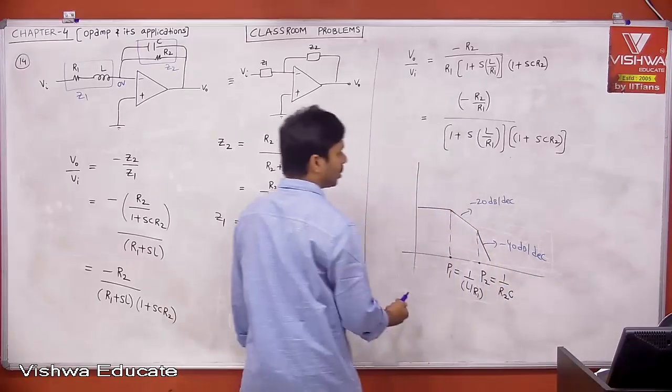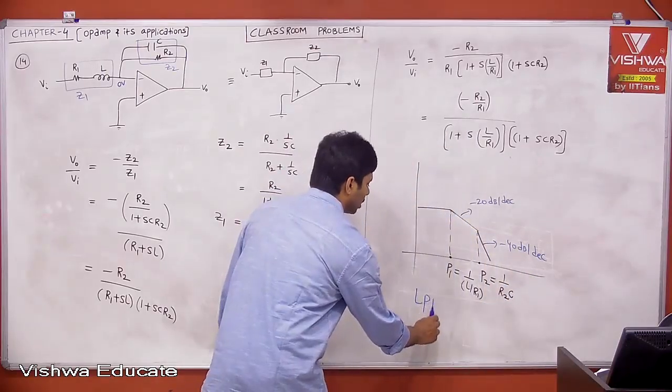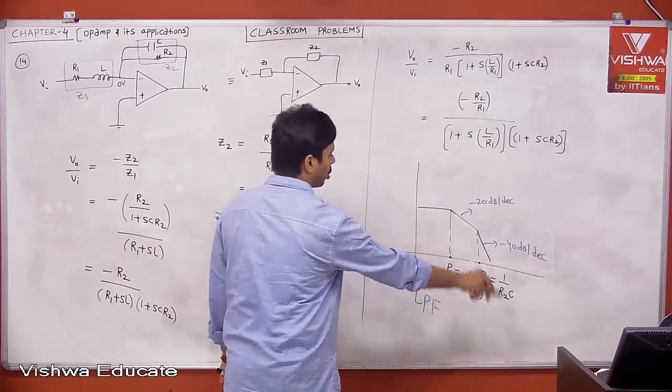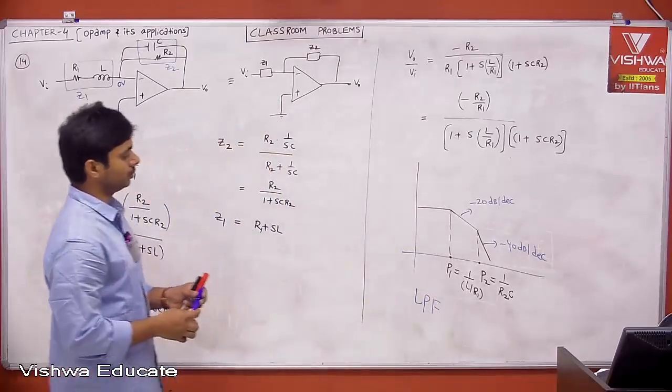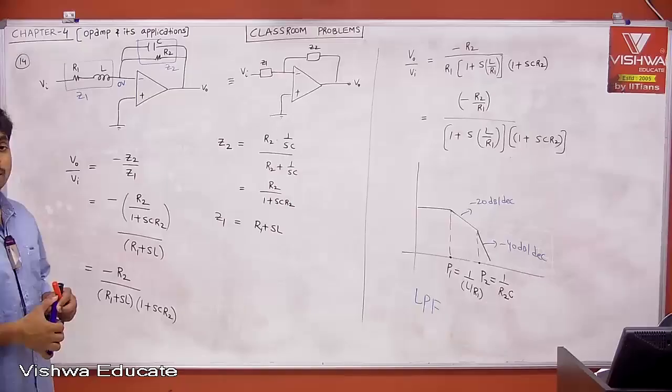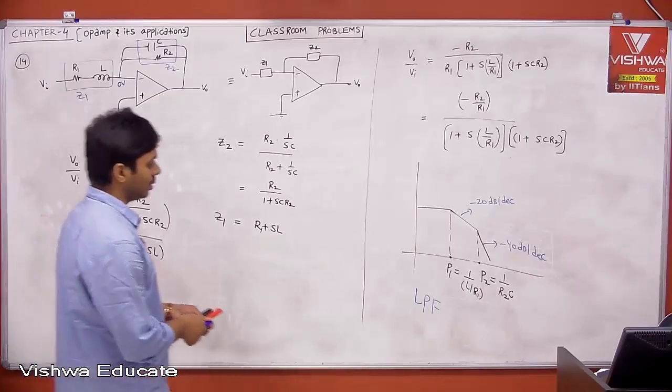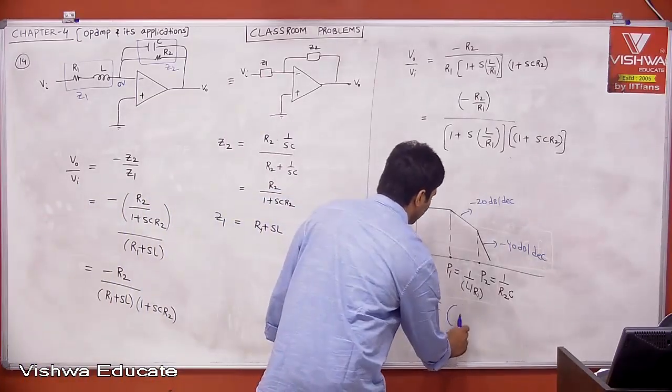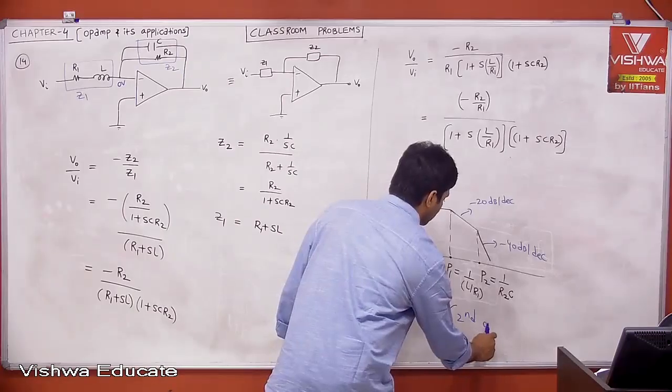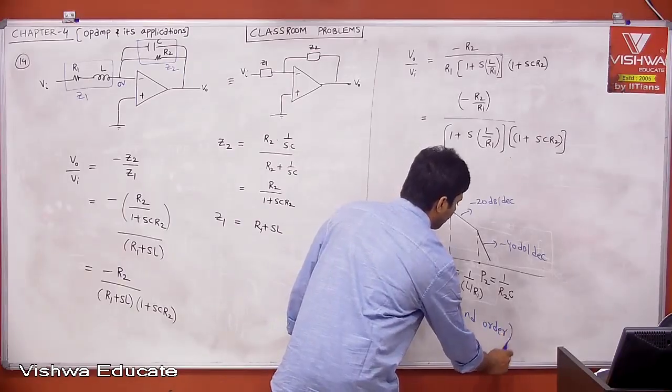What is this? This is nothing but a low pass filter. It is passing low frequency components and not passing high frequency components. But this is a second order low pass filter. This is second order because it has two poles. Second order low pass filter.